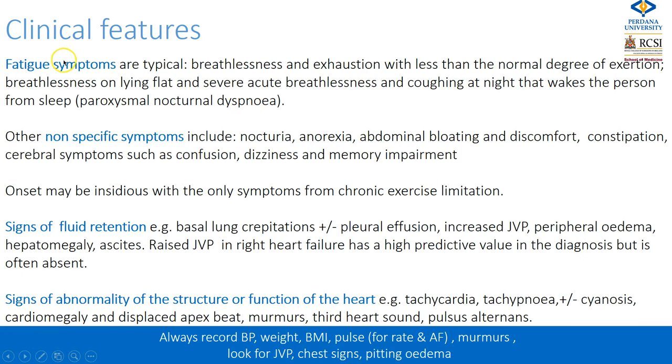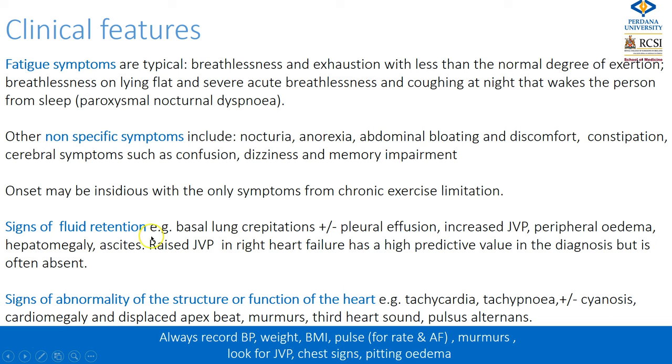The clinical features are difficult to synthesize together, and they include fatigue symptoms and breathlessness, particularly as the heart failure is progressing, particularly forms of breathlessness such as orthopnea and paroxysmal nocturnal dyspnea. There may be other symptoms also as listed here: nocturia, anorexia, bloating, discomfort, constipation, etc. The onset may be insidious until there's a sudden decompensation from, let's say, tachycardia or atrial fibrillation, leading to sudden breathlessness and paroxysmal nocturnal dyspnea, etc.